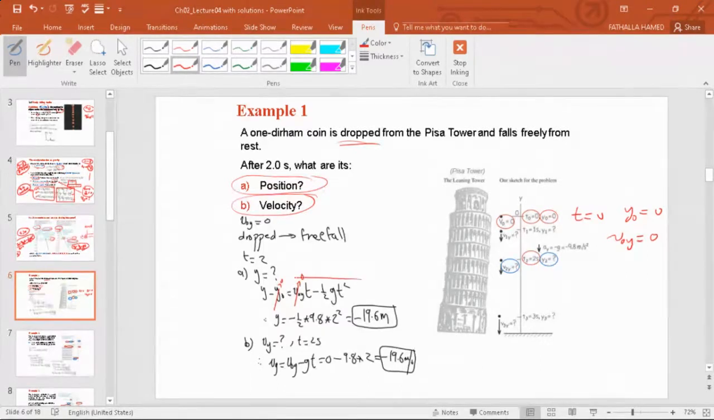Now, the equation for our position is y minus y0 equals v0y t minus 1/2 g t squared. Your y0 is equal to 0. Your v0y is equal to 0 because you're dropping things. So you end up with minus 1/2 g t squared. So it's minus 1/2 times 9.8 times 2 squared, and that gives you minus 19.6 meters.